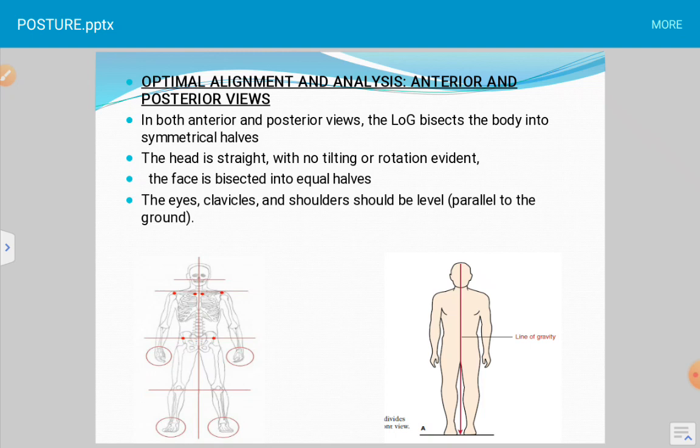In both anterior and posterior views, the LOG, the line of gravity, bisects the body into symmetrical halves, right and left. The head is straight with no tilting or rotation evident, and the line of gravity bisects the face into equal halves. In optimal posture, the eyes, clavicle, and shoulder should be level and parallel to the ground.